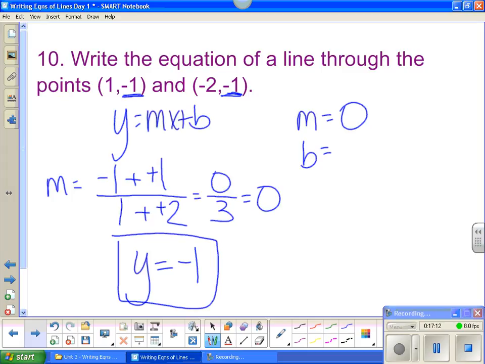When our slope was undefined and this was x equals, it was x equals the x value of our points because they were the same. So when your slope is a 0, it's going to be y equals a number. To get that number, just go look at your points and your y value should be the same. If that doesn't do it for you, then you can graph it, and you can see that it's y equals negative 1.